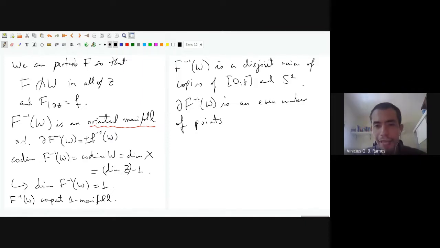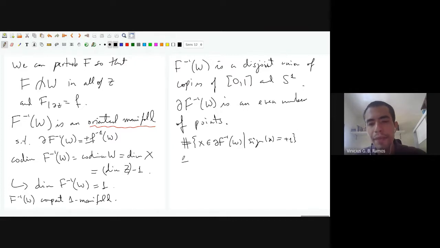So that means that the number of points in this boundary such that the sign is positive is the same as the number of points such that the sign is negative.